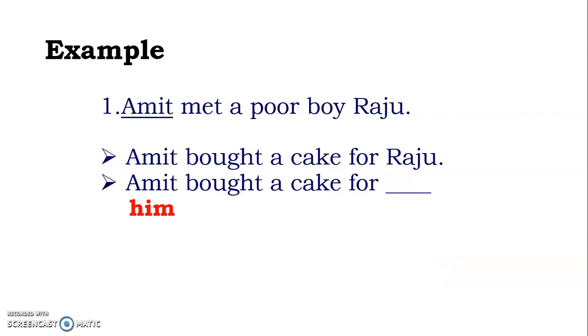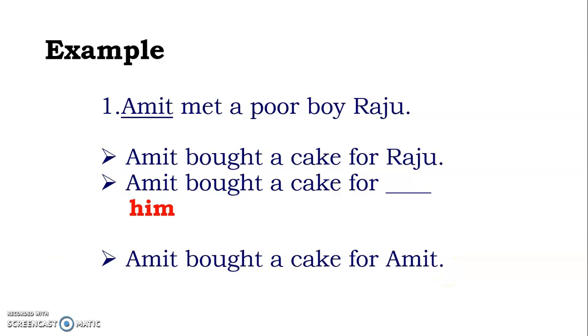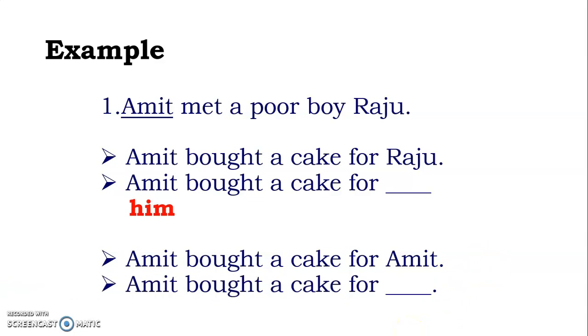Let us see one more sentence. Amit bought a cake for Amit. Now in this sentence, Amit is the subject and Amit is the object. So which pronoun will I use? So in such kind of sentences, we use a special kind of pronouns.